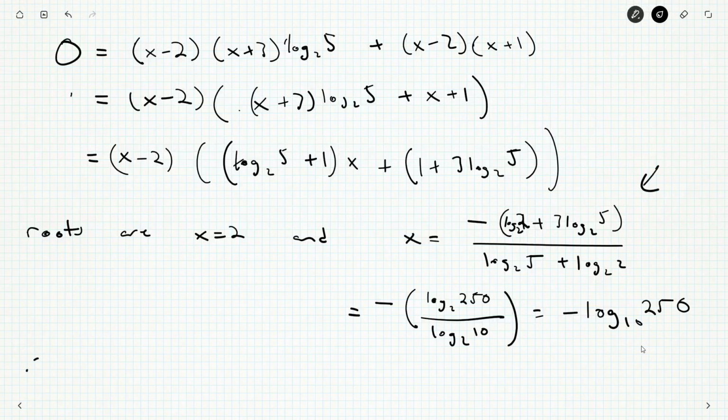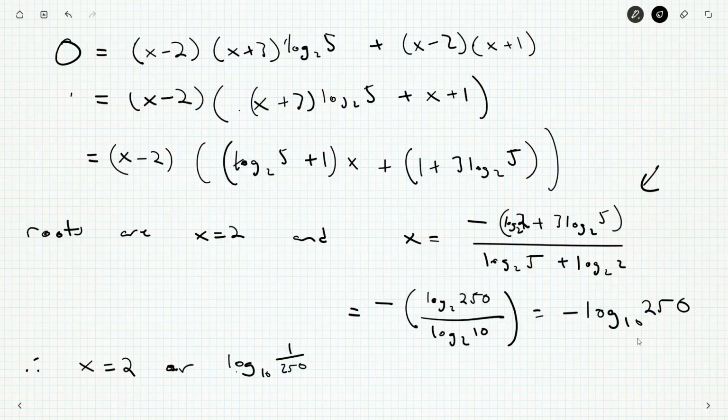I'd leave it like this. So you might have a little summation of, therefore, x equals 2 or negative log 10 of 250. I suppose you could also write log 10 of 1 over 250 if you're that sort of a person. But I think negative log 10 of 250 looks a little better.